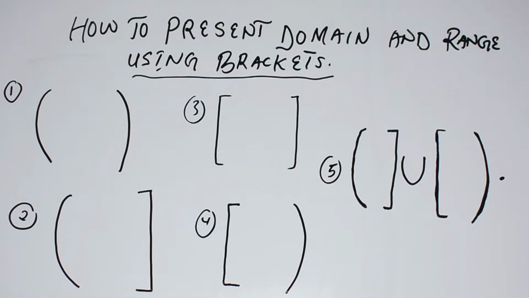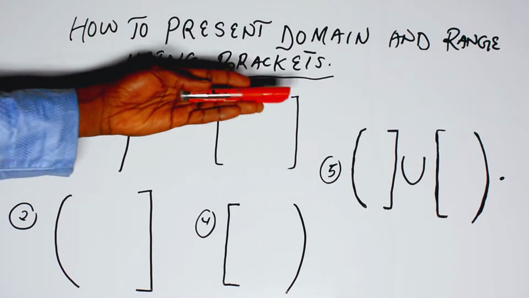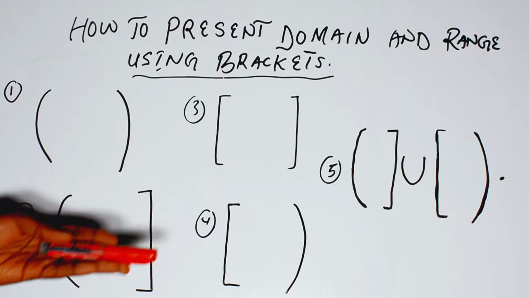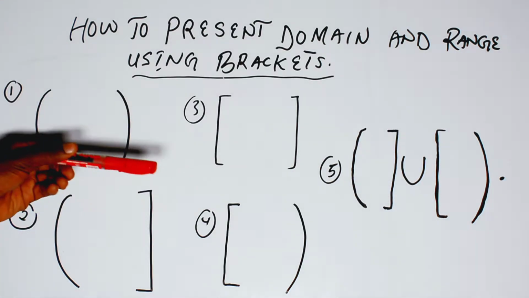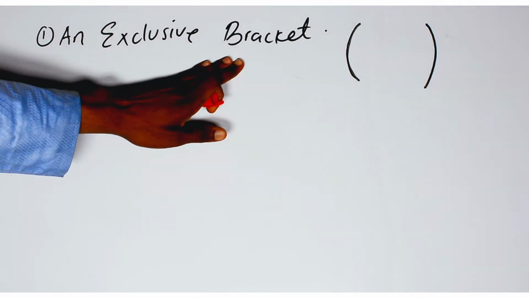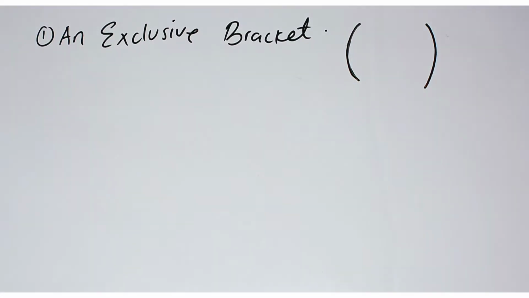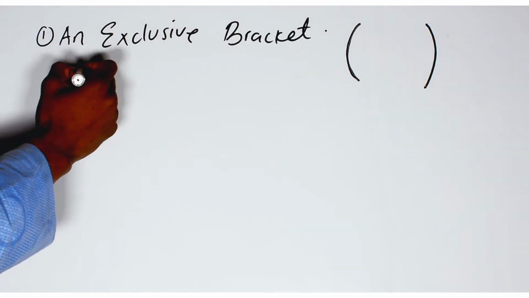Today in this video, I am going to show you how to present domain and range using these possible brackets. So now let's start by number 1 and then the others. So number 1, this is like a normal bracket called an exclusive bracket which has at least 2 to 3 uses. So now let's see where it is used.